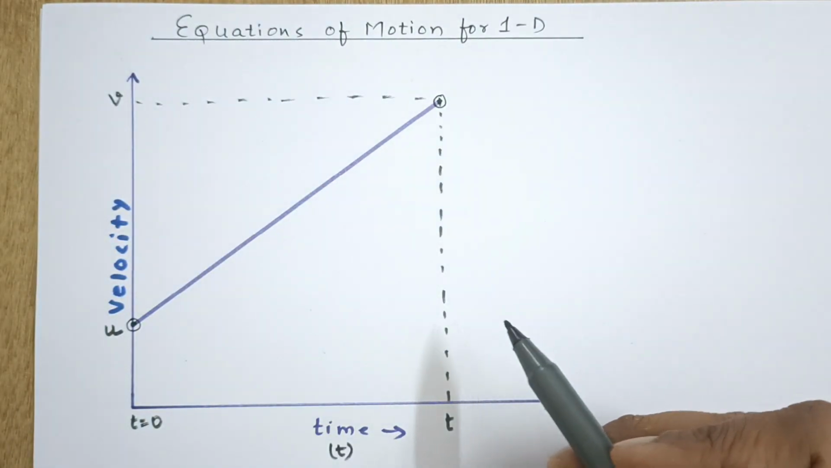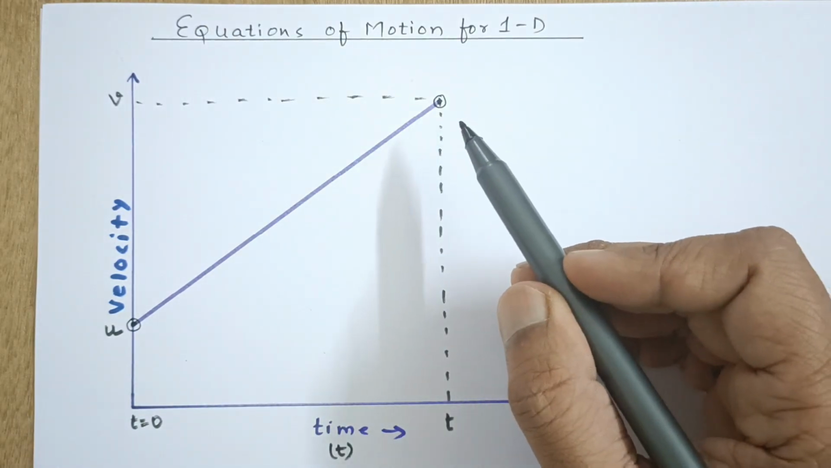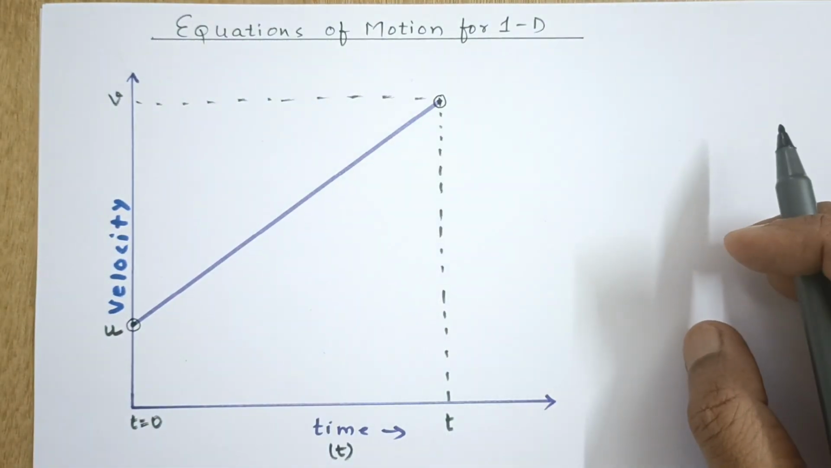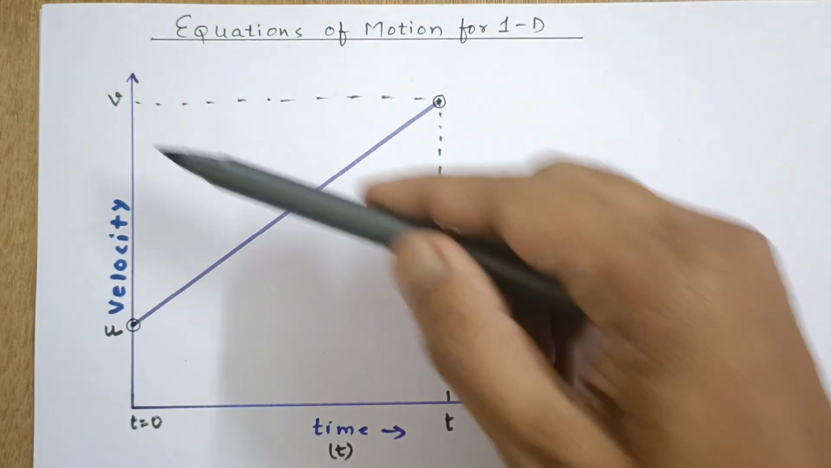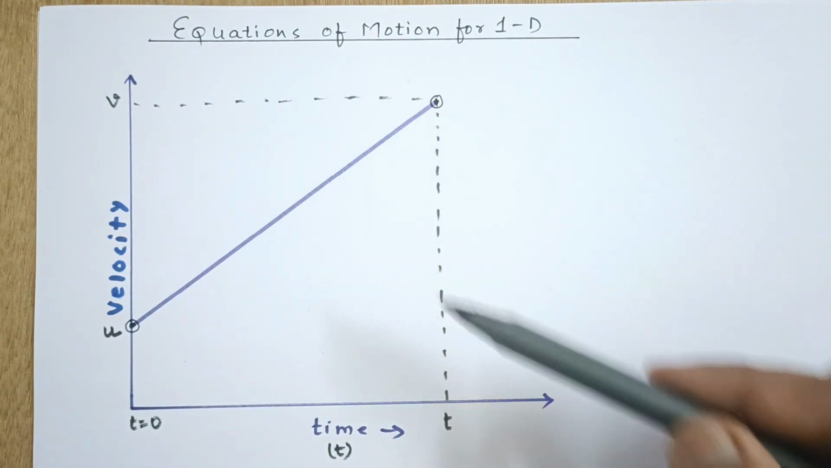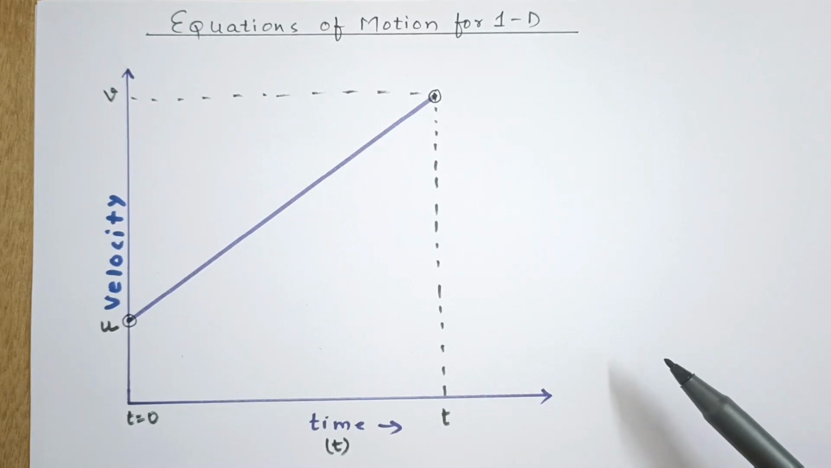Now this graph is so taken such that the acceleration is constant, because all these equations will hold true if the motion is in one dimension as well as the acceleration is constant. So if you take a velocity versus time graph that is curved, the acceleration will change with time and these equations will not hold true.